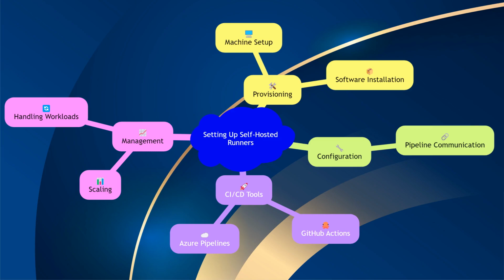Setting up self-hosted runners involves provisioning a machine, installing the necessary software, and configuring it to communicate with your pipeline orchestration tool. We'll provide a step-by-step guide to setting up self-hosted runners for popular CI/CD tools like GitHub Actions and Azure Pipelines. We'll also discuss how to manage and scale your self-hosted runners to handle varying workloads effectively.